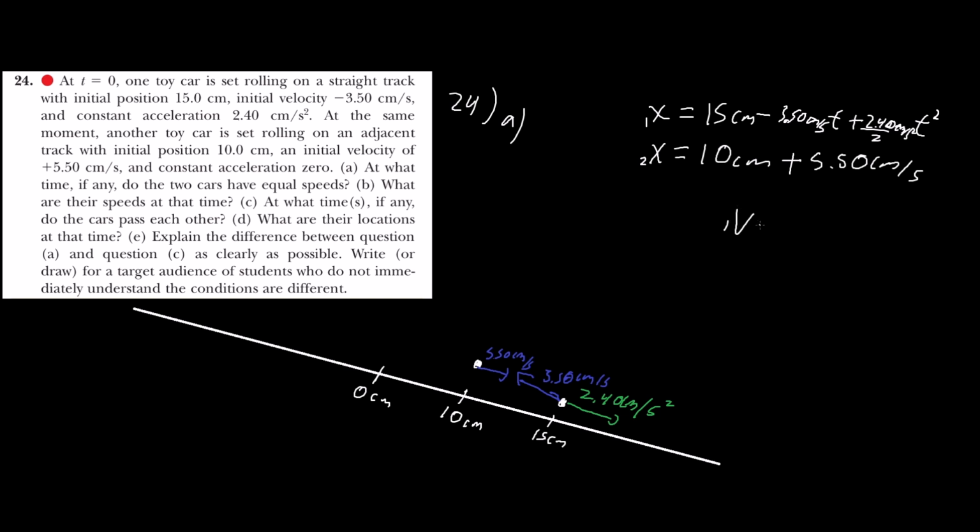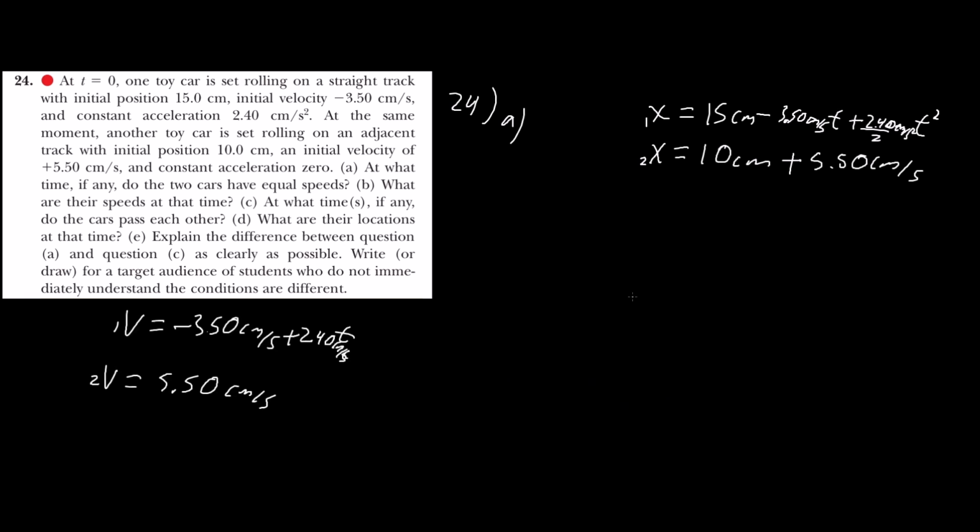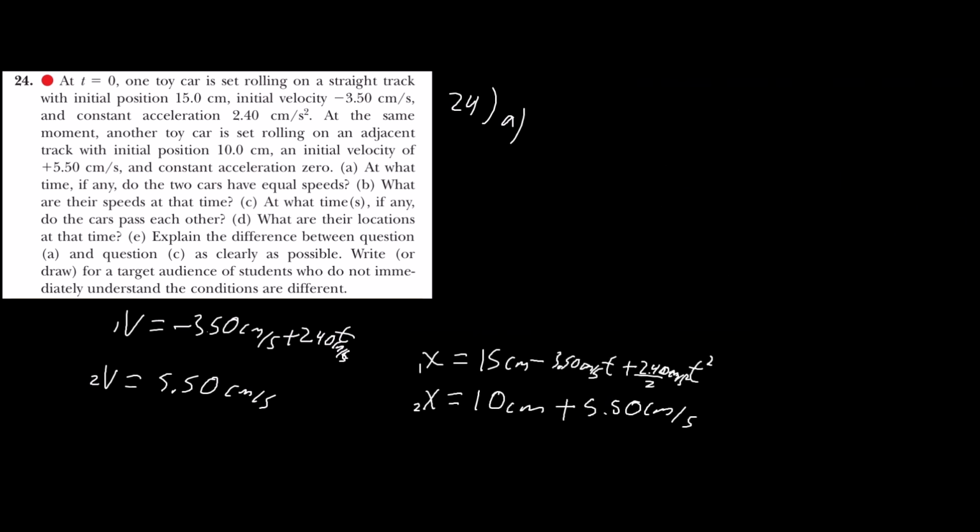The final velocity of this object is really just going to be some initial velocity, 3.50 centimeters per second, added to 2.4 centimeters per second squared times the time. And this other velocity is always going to be 5.50 centimeters per second. So for part A, in fact, let me move this out of the way here too. So these are your equations.